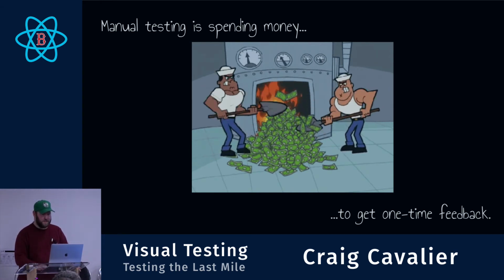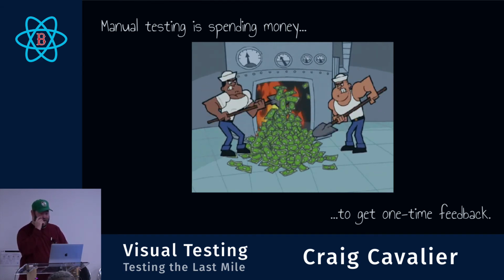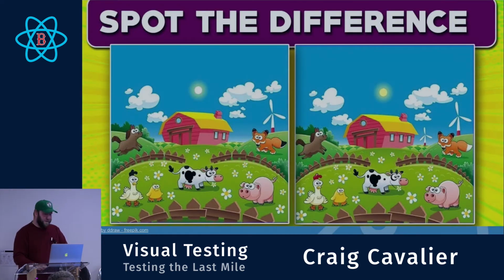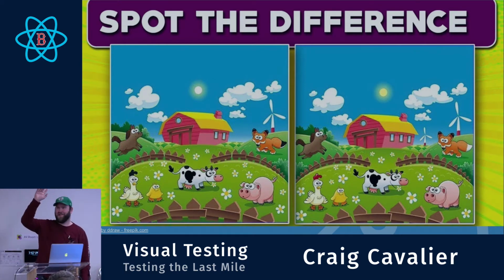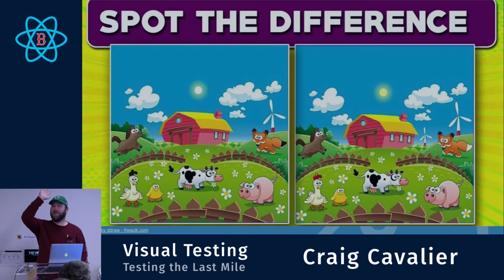Just to visualize how time-consuming this type of verification can be, we're going to play a small game. We're going to play Spot the Difference, and there are 5 differences here. When you think you've seen all 5 differences, just raise your hand. A couple of hands. Keep them up if you've spotted all 5. Okay, still going. So it's becoming obvious that it's a lot more difficult than it looks, even though this is only a kid's game.